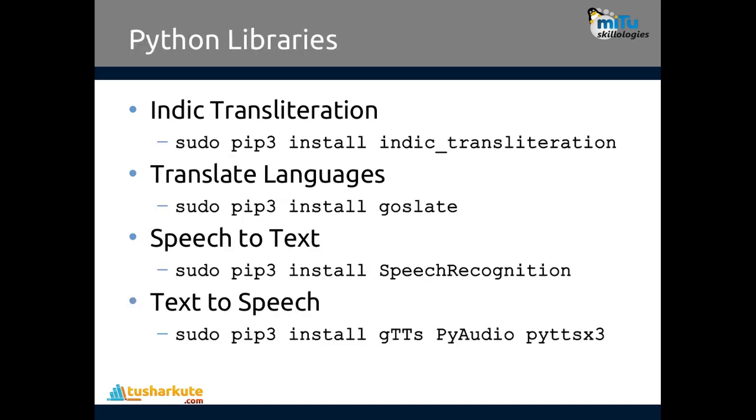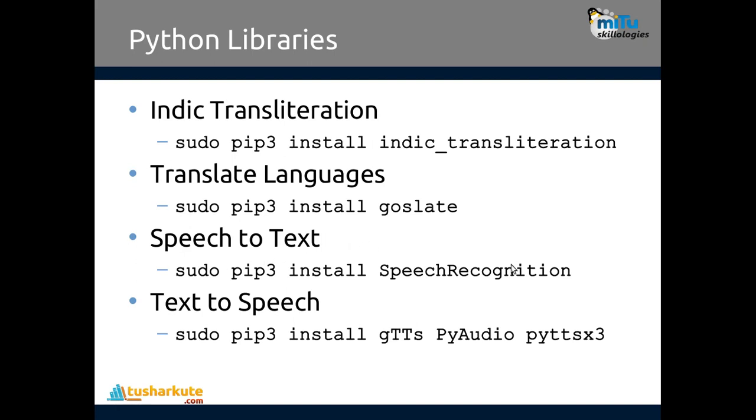Before actually starting, we need to prepare your system by installing some packages of Python. For Indic transliteration, we have to install the indic_transliteration package, like sudo pip3 install indic_transliteration, this one. Then for translating the languages from one kind of language to another language, we have to use goslate. Okay, this one, that's what we call Google Translate. So that's what we have to install.